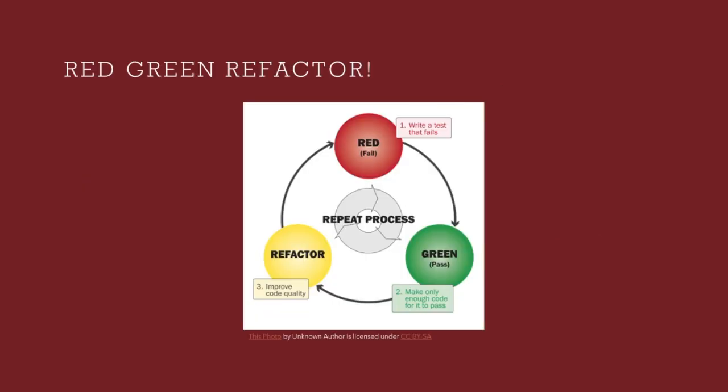And here is a photo of the red green refactor cycle written that way, as I was referring to. And so as you can see, write a test that fails, make only enough code for it to pass, and then improve your code quality during the refactor. And then you can either continue on with the next test, or you could go back and relook at it if something didn't work.